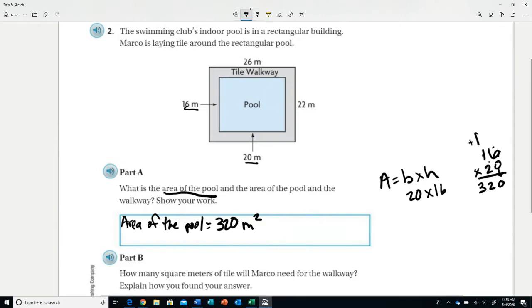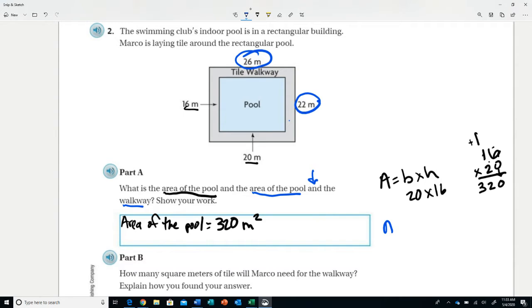Now I need the area of the pool and the walkway, which is basically going to be our 320. And now we're going to combine that with the outside. But honestly, I'm not combining anything. I'm going to take the height and the base, and I'm going to multiply 26 times 22 for the area of the entire rectangle.